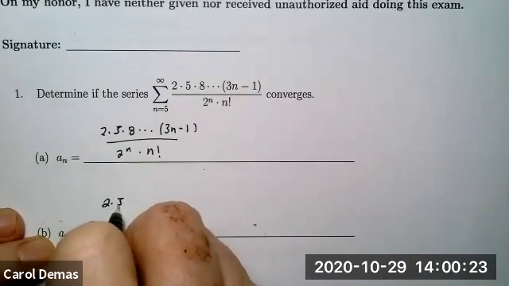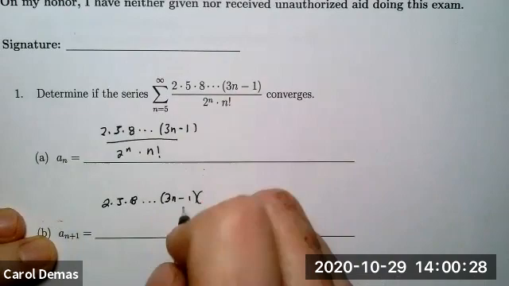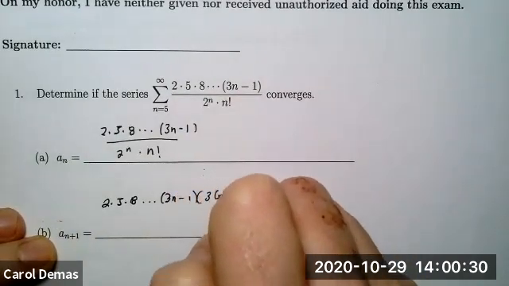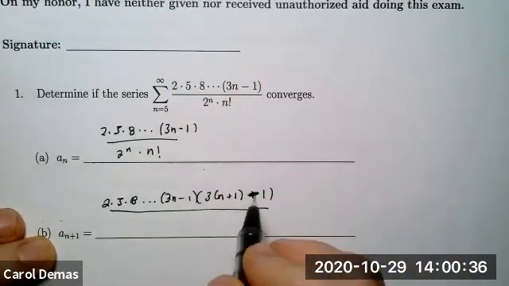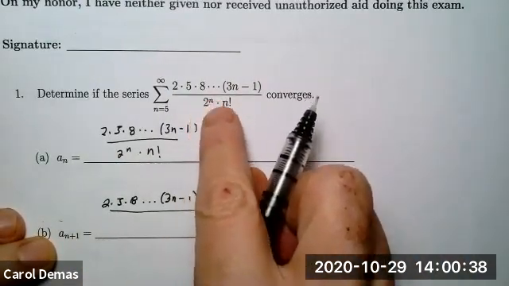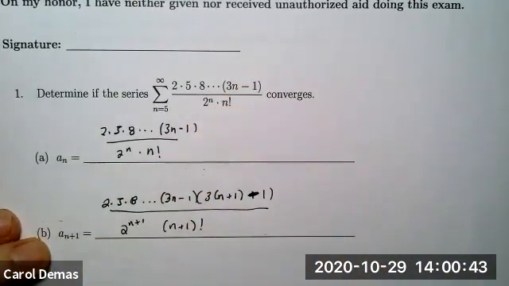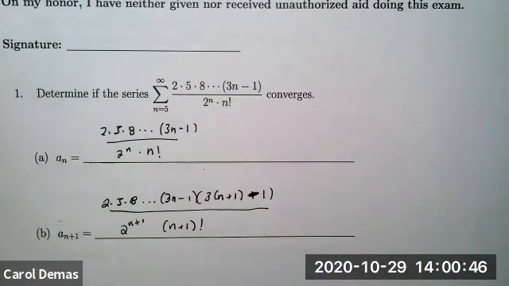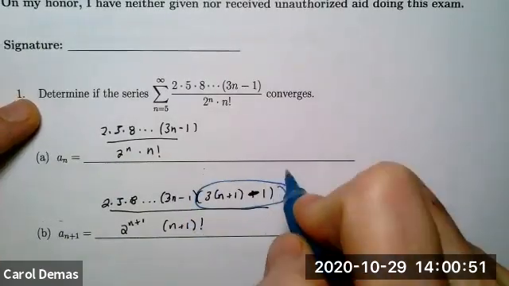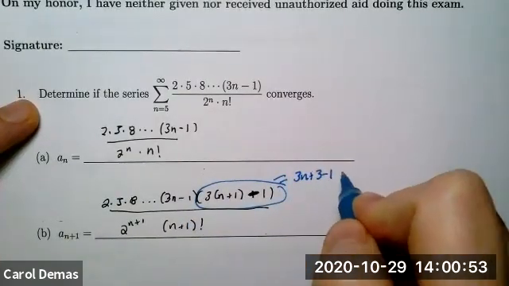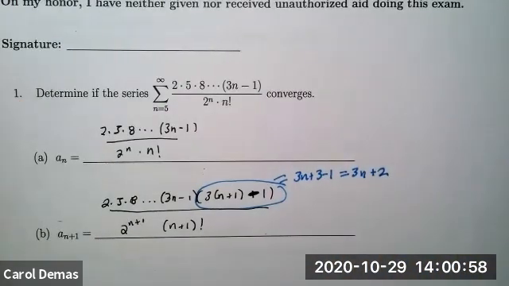So we'll still have 2 times 5 times 8 and the 3n plus 1. But we've got a new factor here that's going to be 3 times n plus 1 minus 1. Sorry. And the bottom, we replace the instances of n with n plus 1. Okay? Now, this last factor, what's it going to turn out to be? That's going to be 3n plus 3 minus 1, which is the same as 3n plus 2.